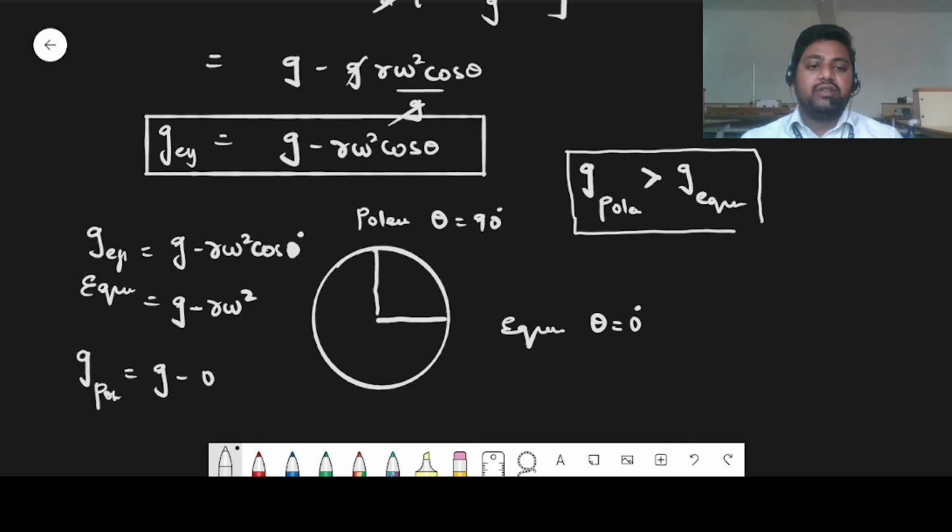I hope you understood this. If they have given any other particular angle, you can substitute that angle accordingly here, but remember that this angle theta is with the horizontal. Okay, so hope you have understood this well.